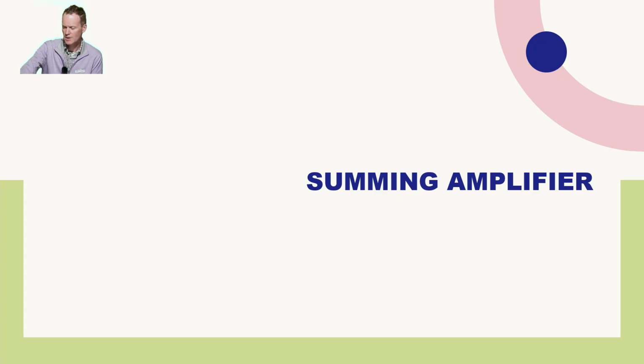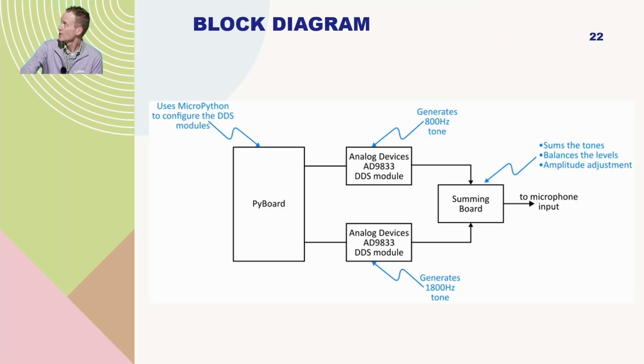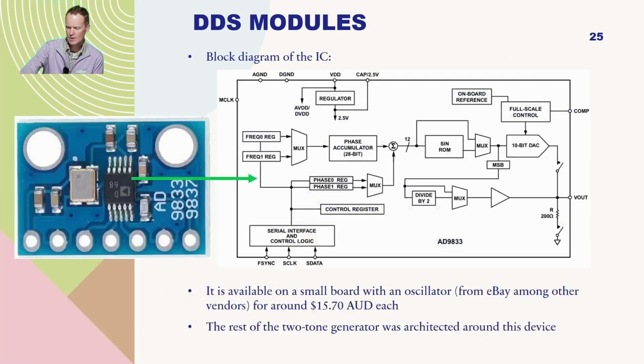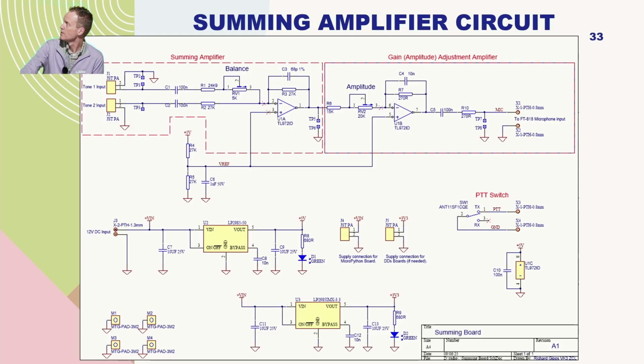So the final bit here, if we go on, maybe I'll just go back to this again. So we've talked about the Pi board, the 2 DDS modules. The final piece in the puzzle was the summing amplifier board. So that is the circuit for it there. Basically up the top here we've got an op amp, an inverting summing amplifier. You can see the 2 inputs here, one for the 800 hertz tone, one for the 1800 hertz tone, and it's got some low pass filtering.